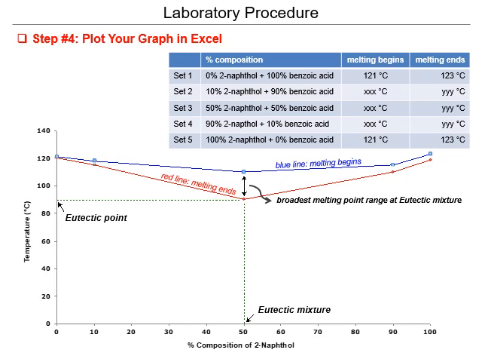So this is what you would do. You would take your 5 readings, so melting beginning, melting ending. You would plot 2 different lines, one from the beginning melt, one from the end melt, and then you would just eyeball it, find where the lowest points were, trace across, and determine the eutectic mixture and the eutectic point.